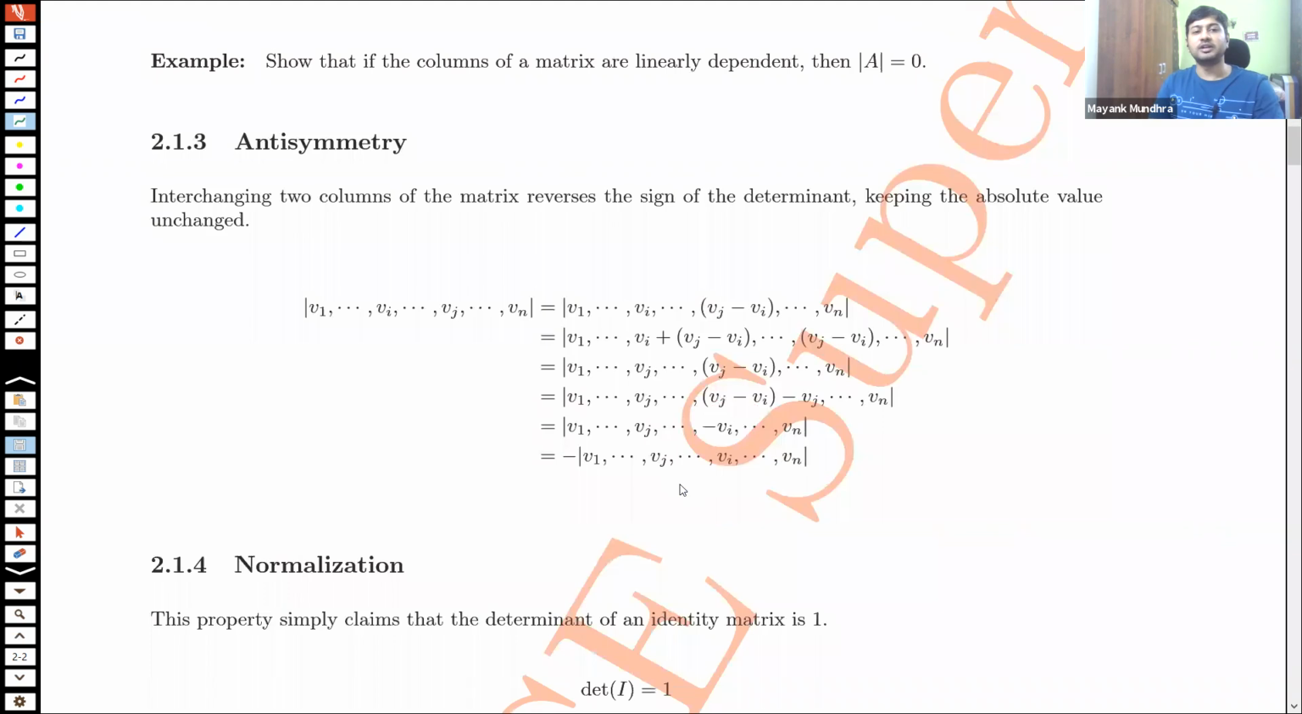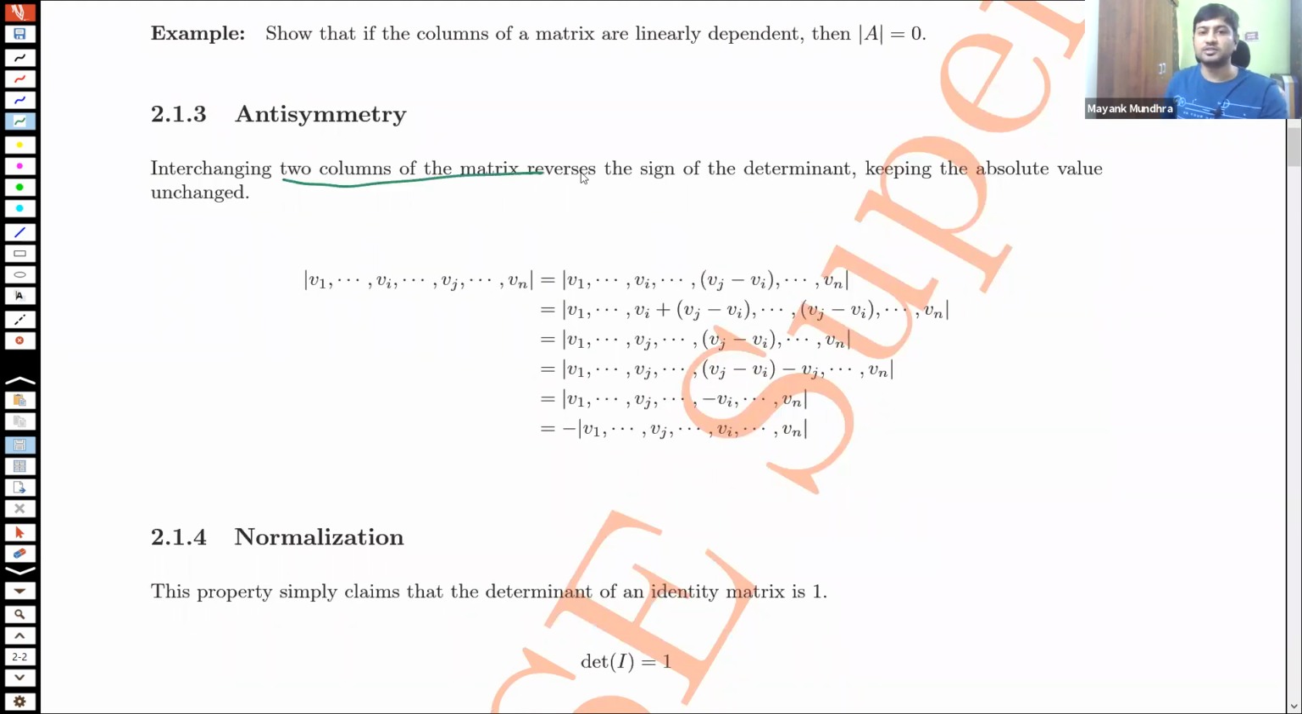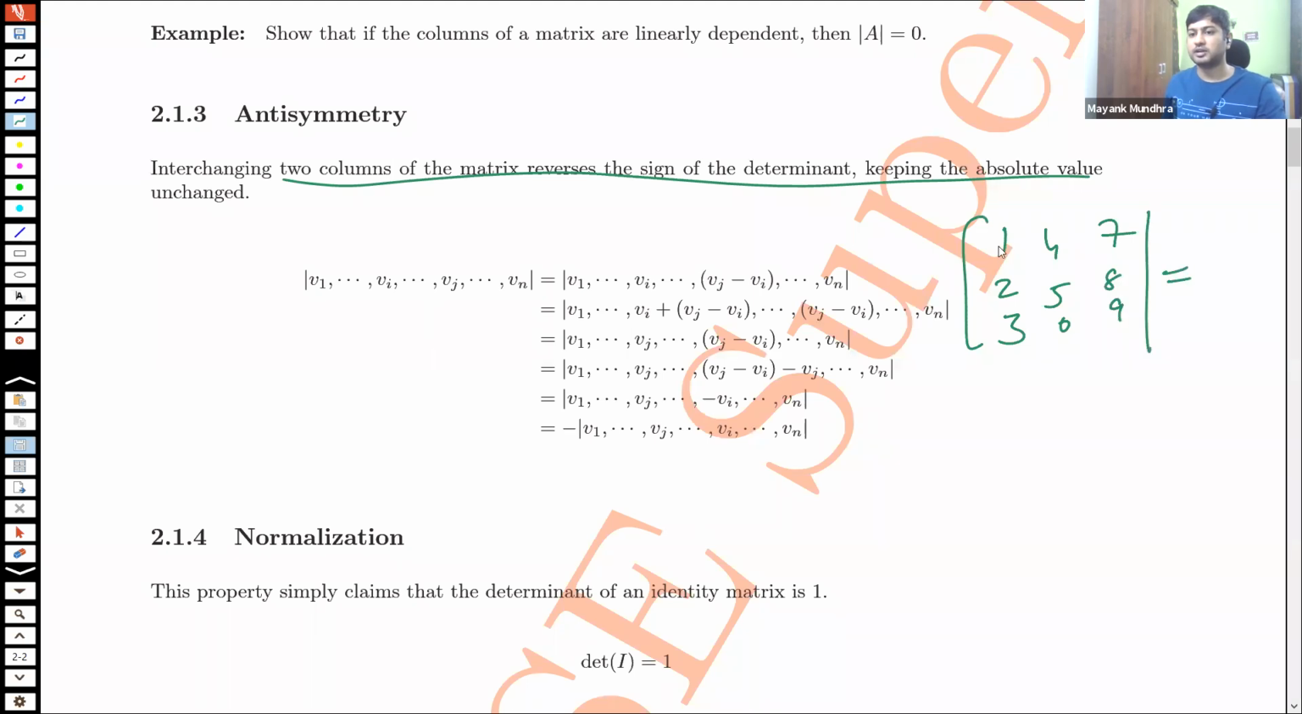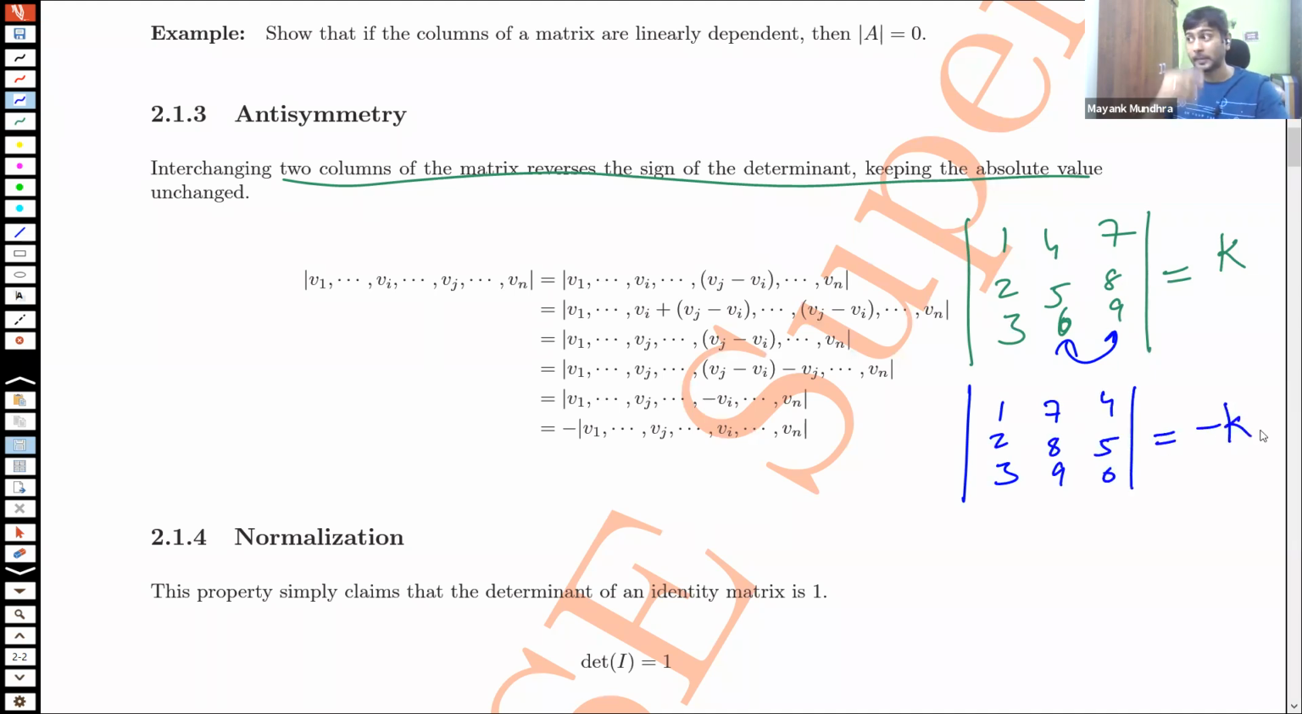All right, antisymmetry. Interchanging two columns reverses the sign of a determinant. Suppose I have the matrix 1, 2, 3, 4, 5, 6, 7, 8, 9, whose determinant is some value k. If I interchange two rows, it becomes 1, 2, 3, 7, 8, 9, 4, 5, 6. This determinant is going to be minus k. Is this okay?